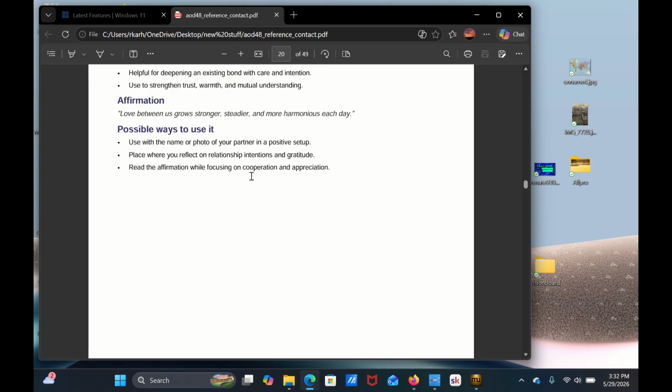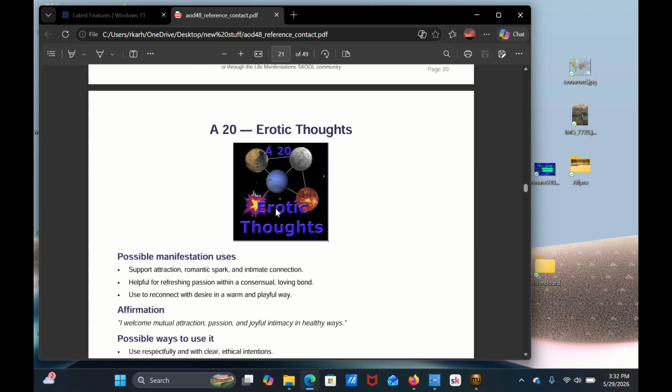Used with the name or photo of your partner in a positive setup. Place where you reflect on relationship intentions and gratitude. Read the affirmation while focusing on cooperation and appreciation.